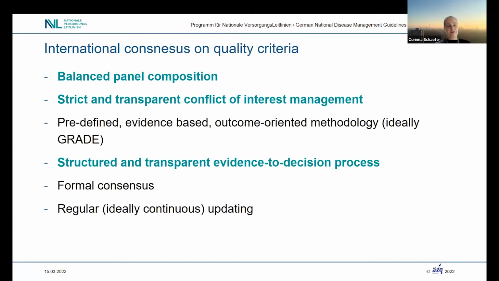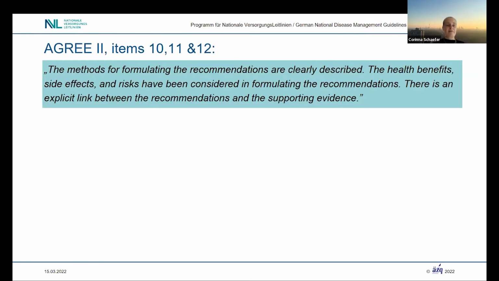Third, I want to point out the structured and transparent evidence to decision process. Why is that important? Here you see again the AGREE item saying methods for formulating the recommendations are clearly described. The health benefits, side effects, and risks have been considered in formulating the recommendations. And there's an explicit link between the recommendations and the supporting evidence.